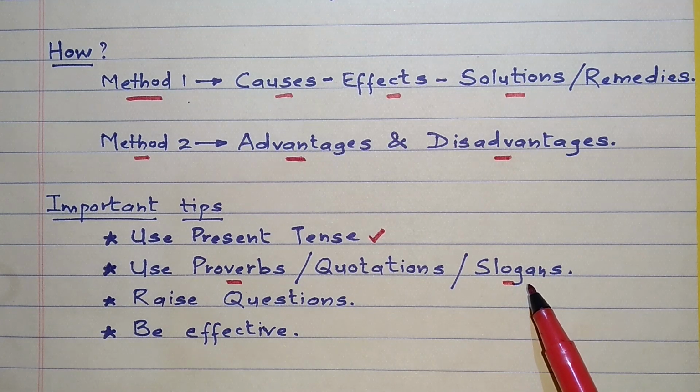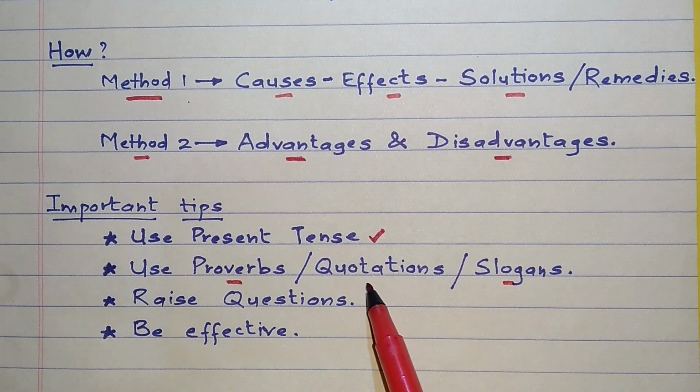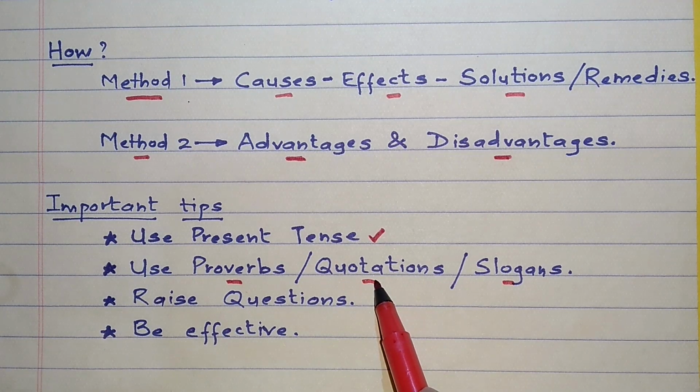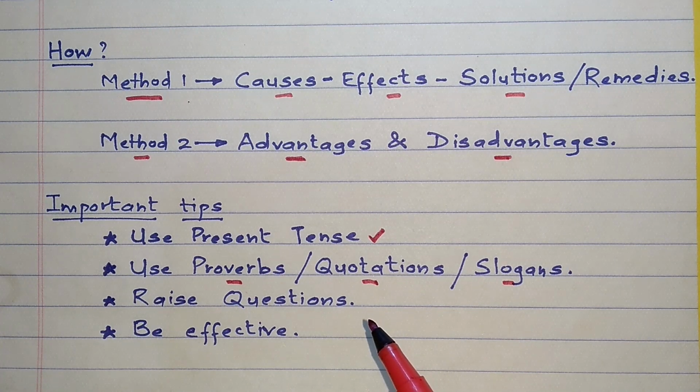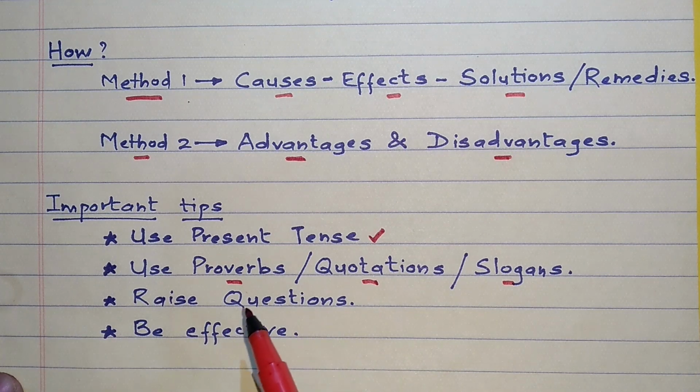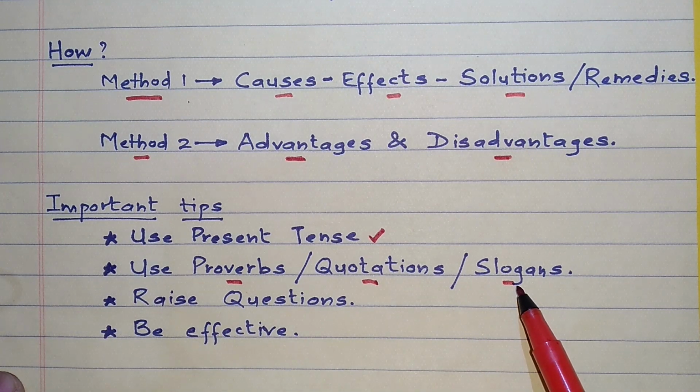If the topic is conservation of water, then you can write the slogan save water, save life. If, for example, your topic is environmental conservation, then you can write a very beautiful quote of Gandhiji, that is, the earth provides enough to satisfy every man's needs, but not every man's greed. When we use proverb or a quotation or a slogan, it helps to give a quality edge to our speech.